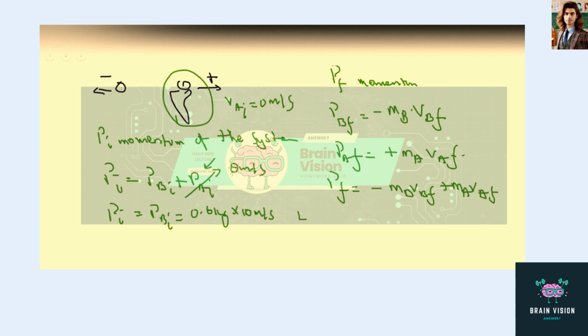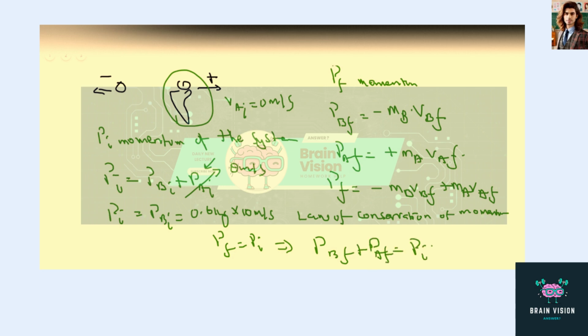And by the law of conservation of momentum, we get to see that the final momentum equals the initial momentum. And the final momentum happens to be a combination of these two. So PBF plus PAF equals PI. But then PI is the same as PBI. PBI is just the momentum of the ball itself. Remember, the momentum of yourself is 0 at the beginning.